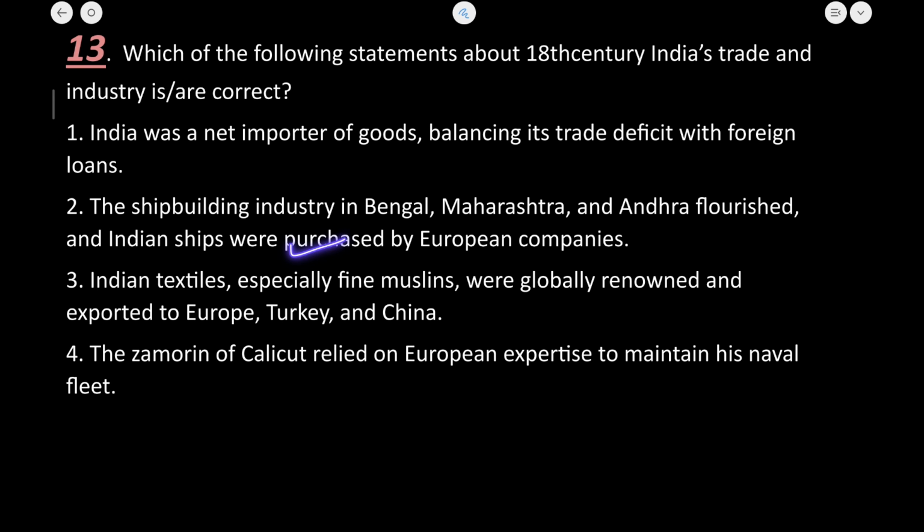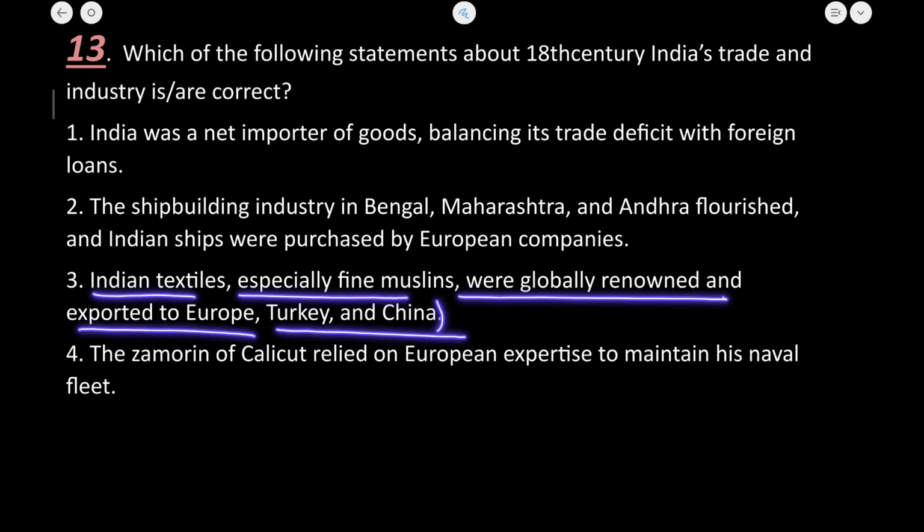Second statement is correct. Now, Indian textiles, especially fine muslin, were globally renowned and were exported to Europe, Turkey and China. Absolutely correct. ठीक है.